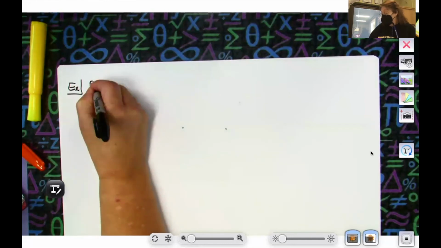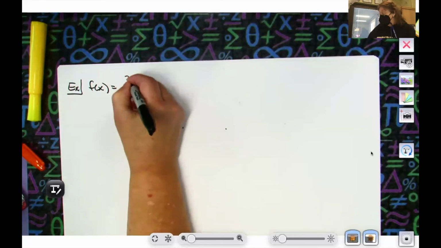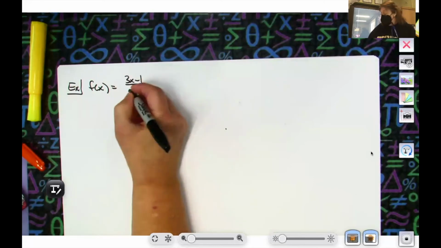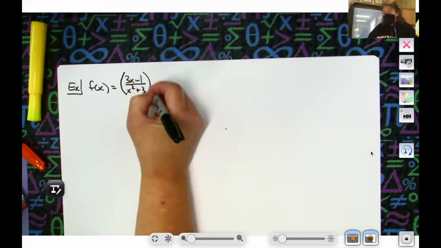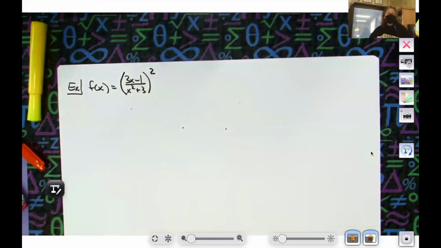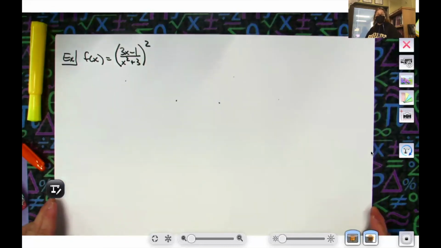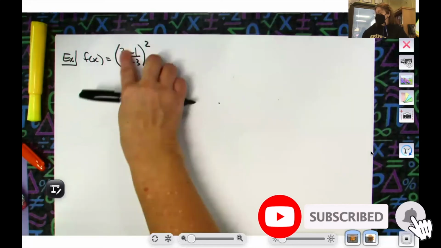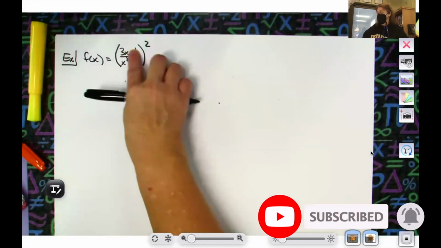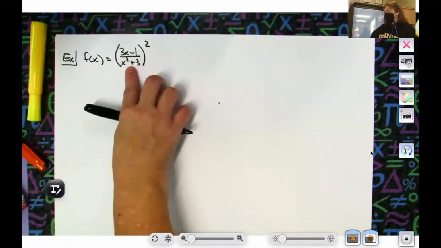Let's do one that looks like f of x is equal to, let's do a 3x minus 1 all over an x squared plus 3, and let's raise it to the second power. Clearly, we've got a composite function. We've got an inside, we've got an outside. My inside function is what? A quotient. Okay, so that means we're going to have quotient rule in here.